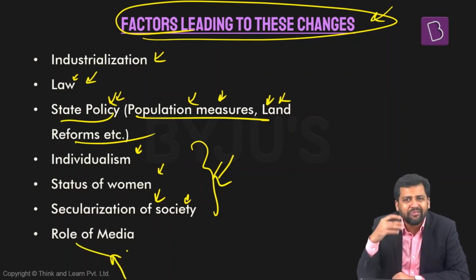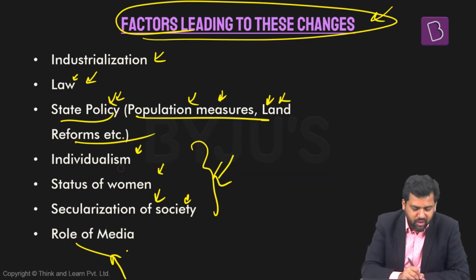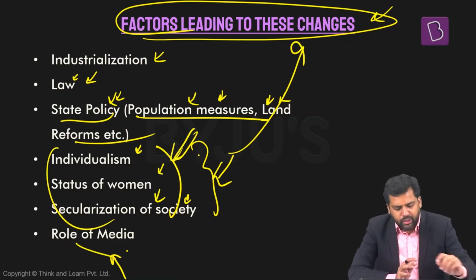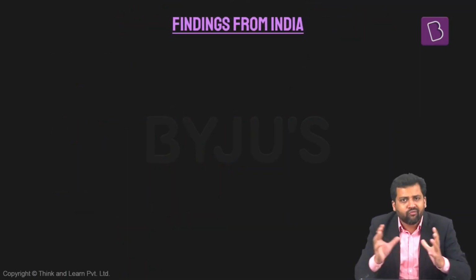The role of media is also important, in the sense that different kinds of modern ideas can be promoted by media. The kind of media that you have will have influence on the people, and accordingly, all these factors can come into play, which can in turn change the structure of the family. So these are all factors which can bring about change in the structure of family. These are some of the things that we have seen the world over when it comes to family.